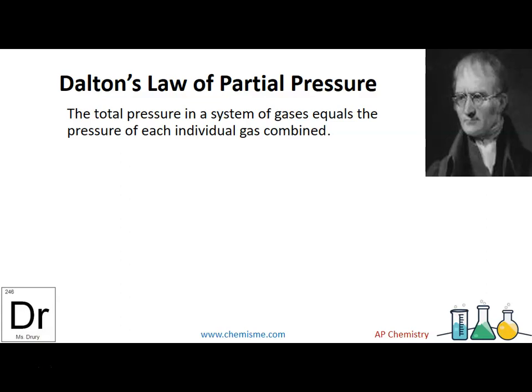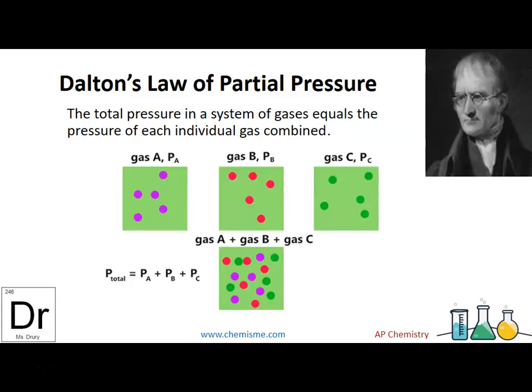Dalton's law of partial pressure says the total pressure of a system of gases is equal to the sum of each individual pressure. So if you had gas A at this pressure, gas B at the red pressure, gas C at the green pressure, and those number of molecules, and I smushed them all into the same container, notice the container size hasn't changed, the pressure would be the addition of all 3 gases.